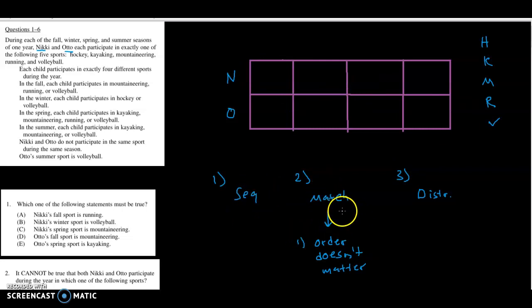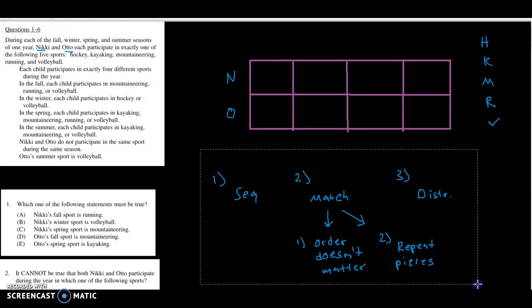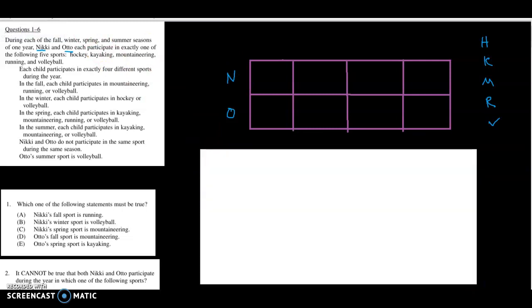So in matching, order doesn't matter, and number 2, we are allowed to repeat pieces. Once I've placed, say, M over here, that doesn't mean I can't put it somewhere else, either with O or maybe in another space with N. So we have to arrange these pieces, distributed among these N and O rows, such that order doesn't matter and we are allowed to repeat. That was kind of the Cliff Notes of this, but let's look at the rules for a moment.